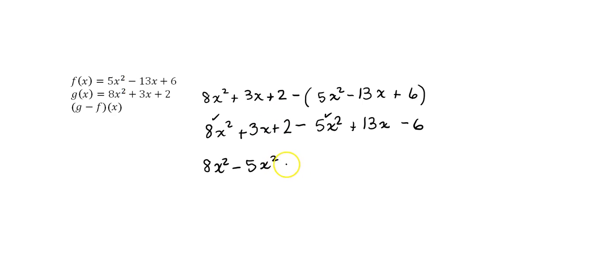So I'm going to have a plus 3x plus a 13x. So there's this one and there's this one. And then I'm going to have a plus 2 and a minus 6. All right, so I've got all of my pieces rewritten. I'm going to go ahead and collect my like terms here. I've got 3x squared plus 16x minus 4. And that's as far as we can go.